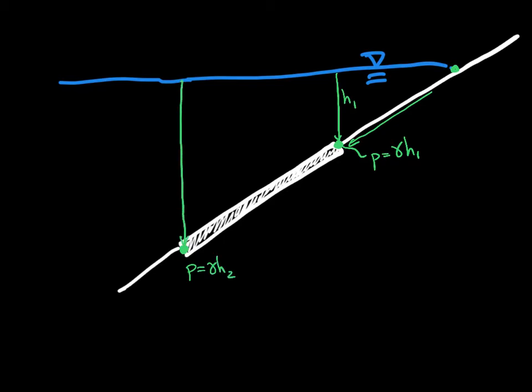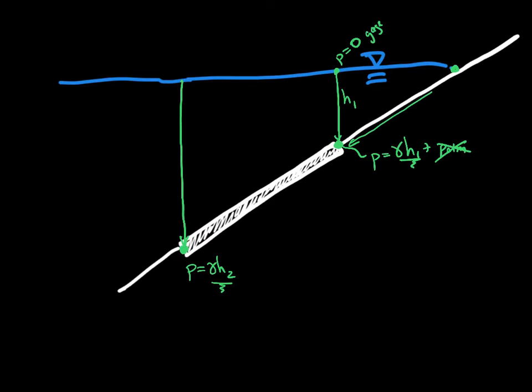So the pressure anywhere on this gate can be found by just multiplying gamma times the depth, because I'm working in gauge, and I'm assuming the pressure at the surface is 0 gauge. If I wanted to, I could work in absolute and add P atm here, but I'd prefer to just work in gauge and call that 0. So that's one thing.